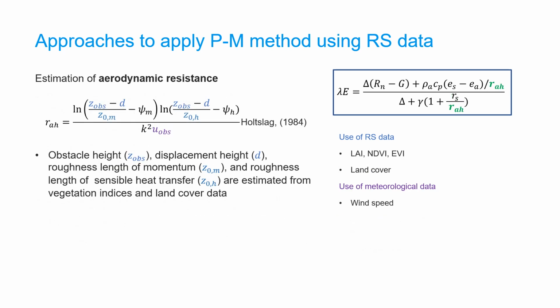For aerodynamic resistance, most models apply the traditional equation in which aerodynamic resistance is an expression of obstacle height, displacement height, roughness length, and wind speed. Different remote sensing based models have different approaches to estimate these parameters. However, most of them use vegetation indices and land cover data from remote sensing. And of course, this approach requires wind speed data from meteorological datasets.